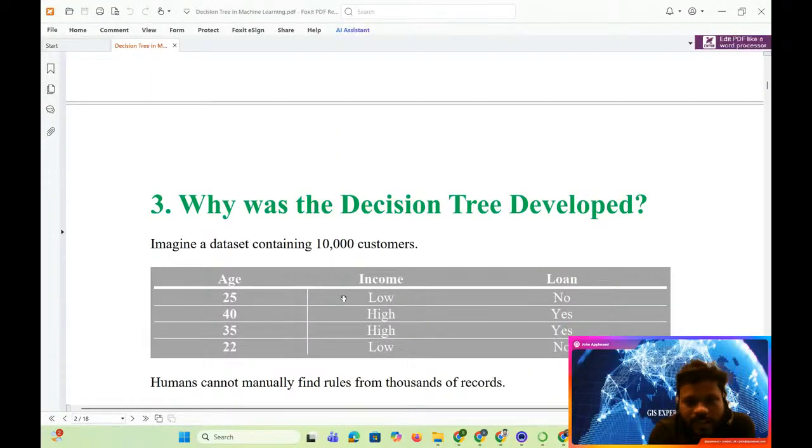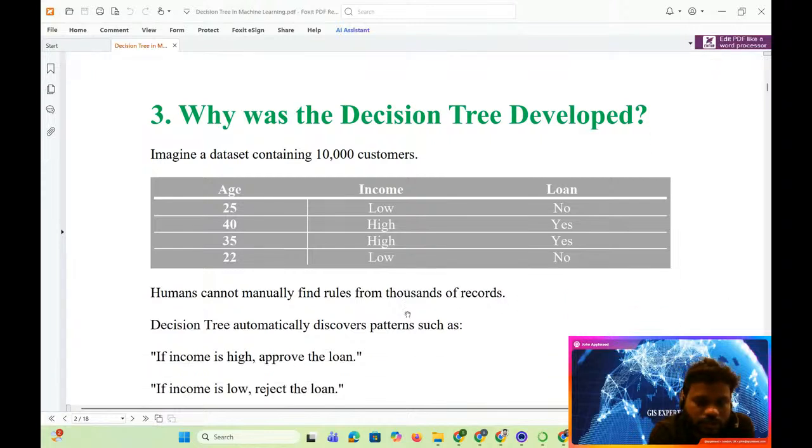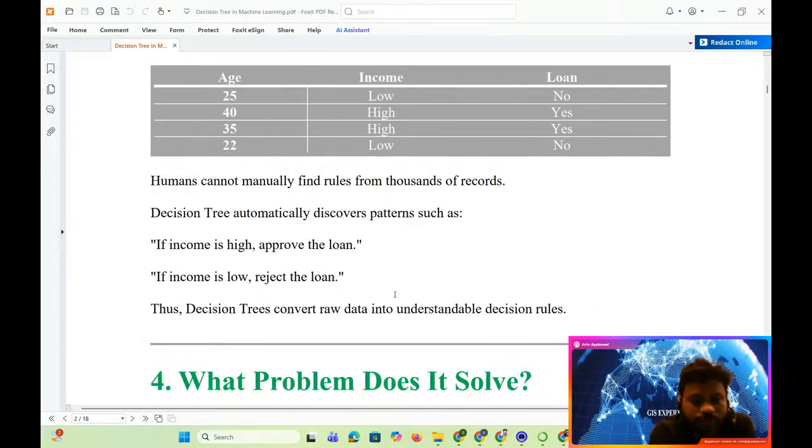So why was the decision tree developed? Imagine a dataset containing 10,000 customers. Age is 25, 40, 35, and 22. Income: low, high, high, low. Job: no, yes, yes, and so on. This is the decision. So humans cannot manually find rules from thousands of records. A decision tree automatically discovers patterns such as if income is high, approve the loan. If income is low, reject the loan. Thus, decision trees convert raw data into understandable decision rules.